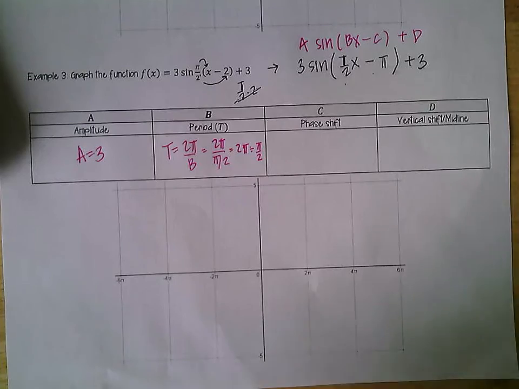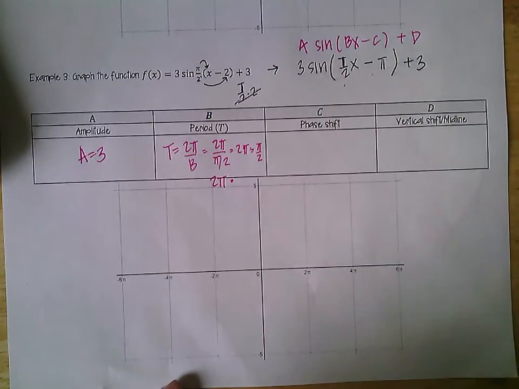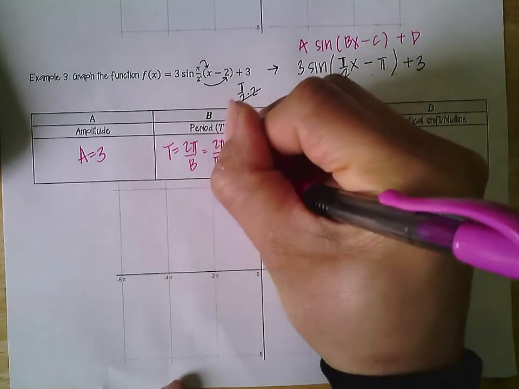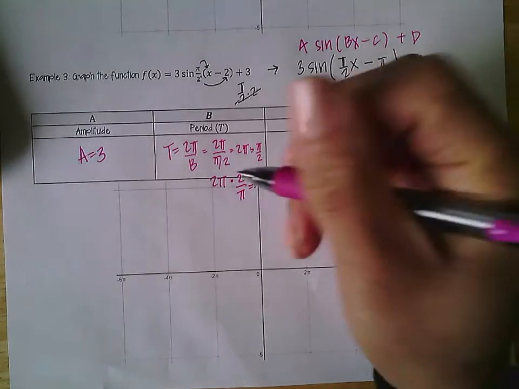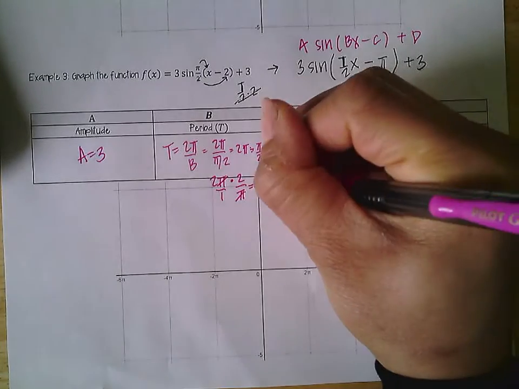Remember, when you divide fractions, you change the division sign to a multiplication sign, then you take the reciprocal, so instead of pi over 2, I have 2 over pi. Simplify, those pi's cancel out, 2 times 2 is 4.